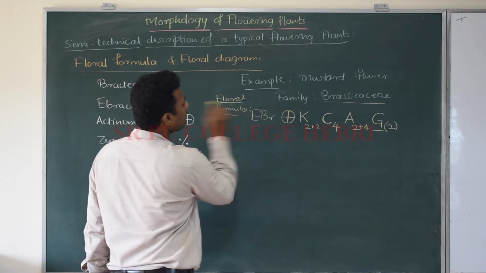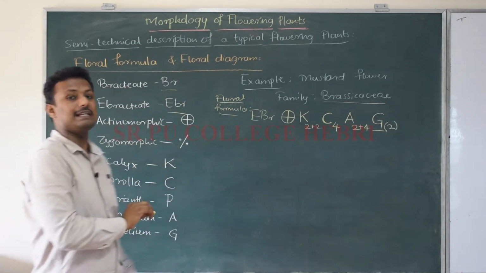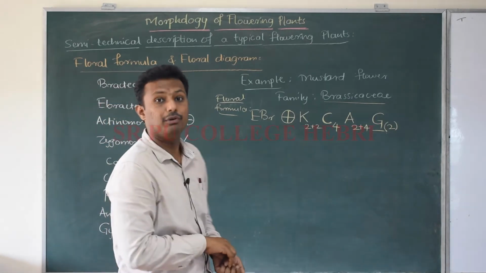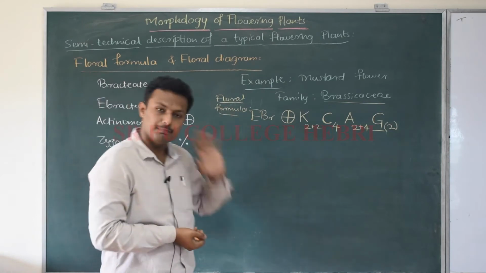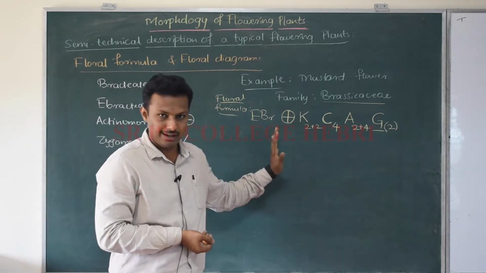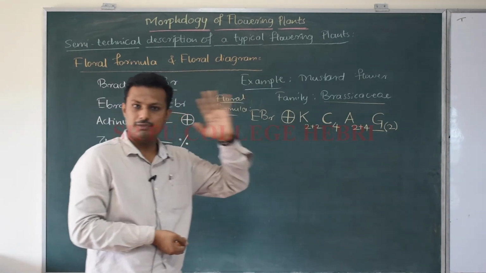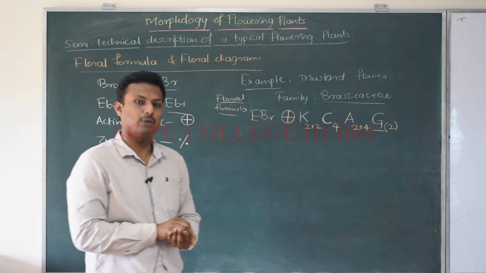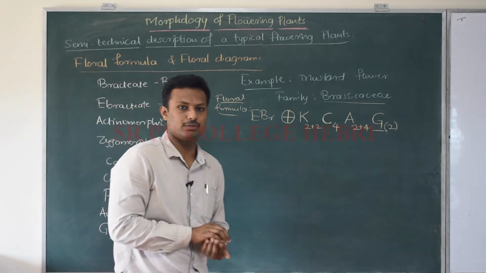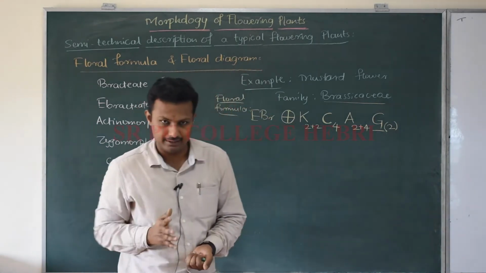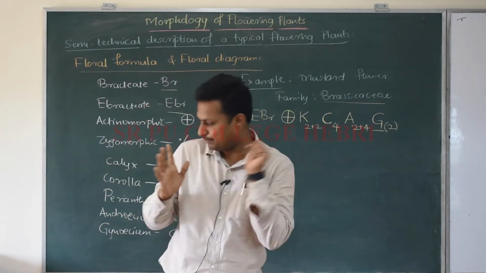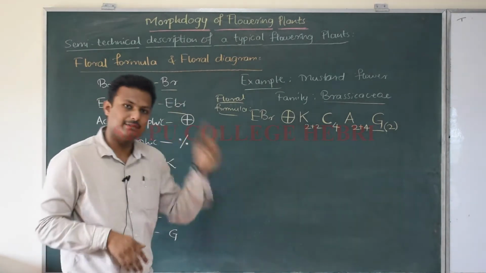And for this floral formula, let us see how we can draw the floral diagram. See, bracts are not there. Ebracteate condition, need not worry about the bract. So actinomorphic condition is there. Actinomorphic condition means the flower can be cut into 2 equal halves in any plane, right? Keep that in mind.